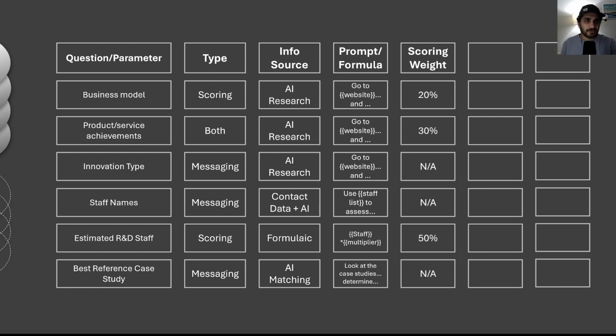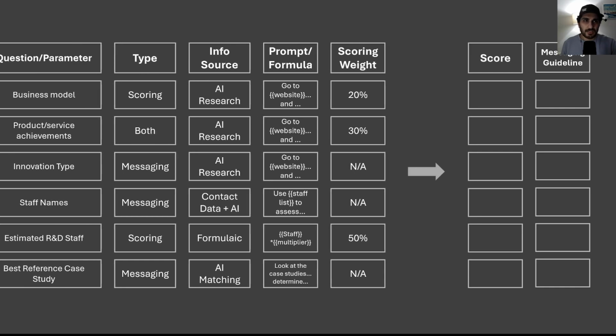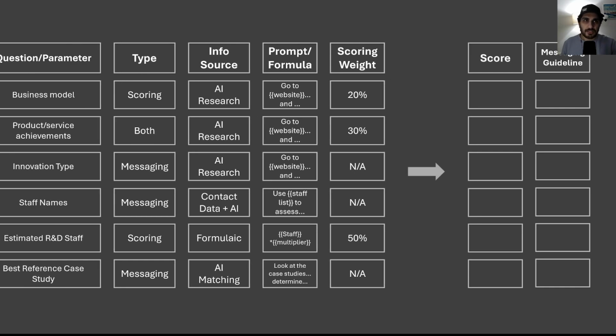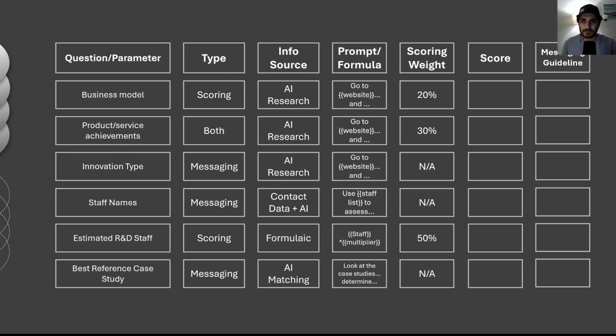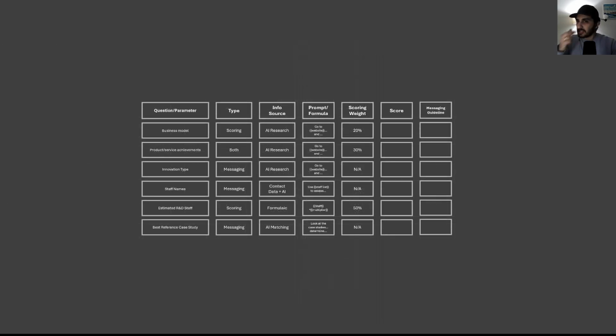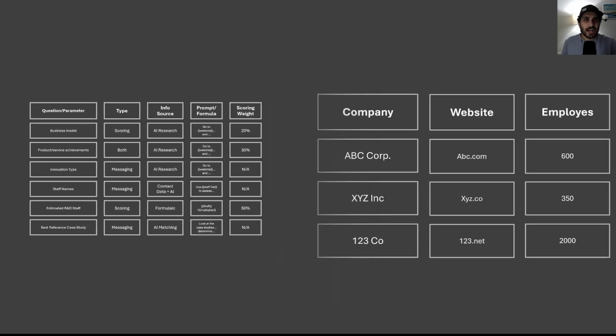So we fill all this information out. The system, again, will output the score and the messaging guidelines. Every company that goes through this will be assigned a score, and there will be messaging guidelines generated across multiple parameters. All right, so let's take a step back here. We've got our parameter table, and then we've got our account list, our original account list. The 15,000 accounts are right here.